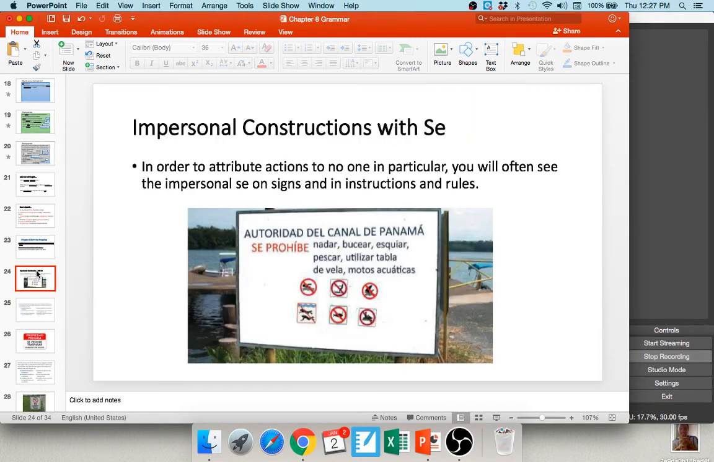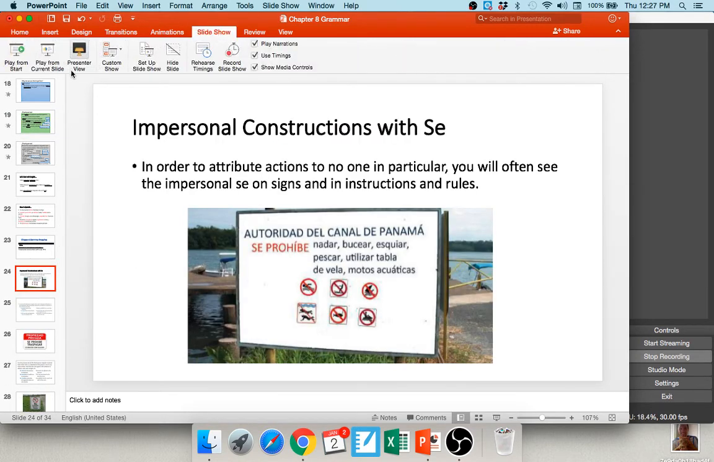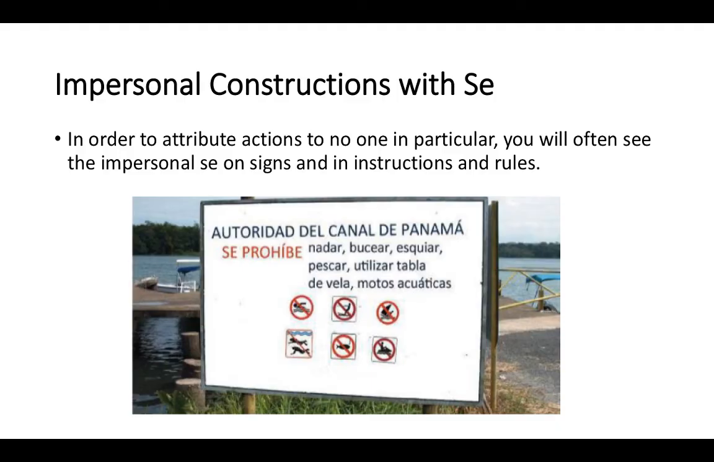I next want to talk to you about some constructions involving the impersonal se. Now, a lot of times, especially on signs, you see these on signs everywhere. And I actually went out into the world and got some pictures of signs for you to talk about. So typically, you see these impersonal constructions a lot with signs, and you don't want to say anyone in particular. Like it's not saying that Matthew Harrison cannot swim in this lake right here, okay? It's just saying that swimming is prohibited, okay?